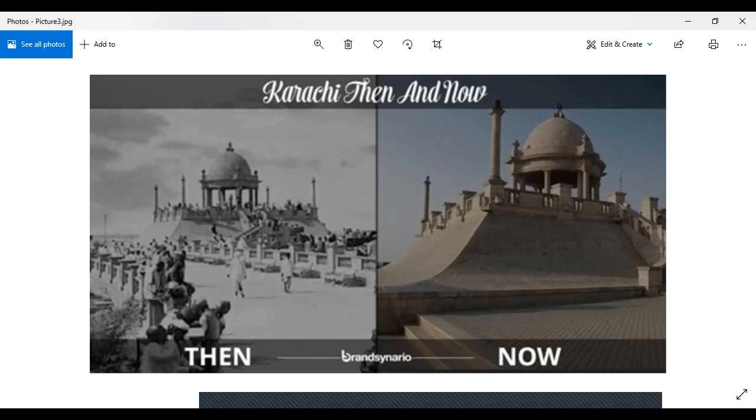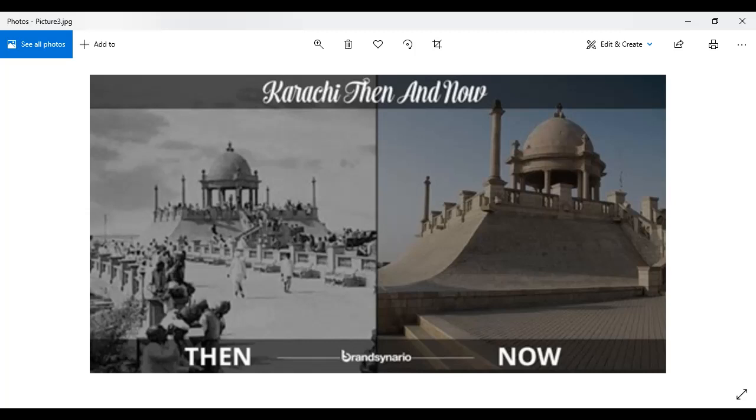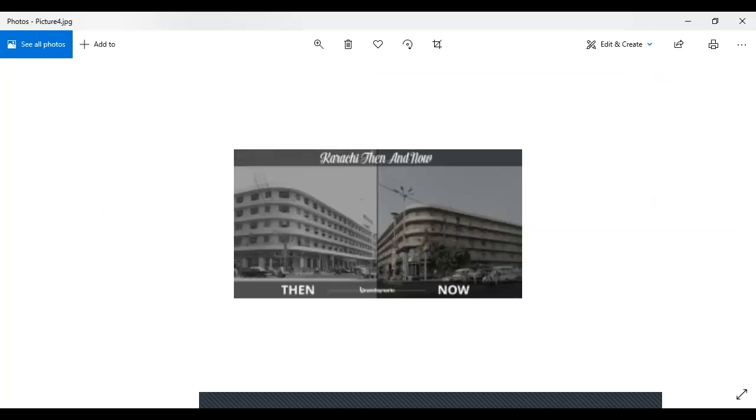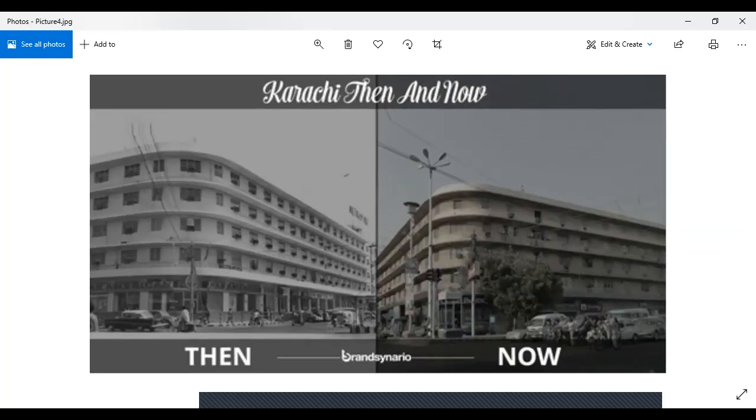But now this picture depicts that, because this place is being built by humans, by us. So this shows that our knowledge has increased, right? And now we have more awareness about things, right? Okay, let's move forward. Look at this picture. This is one of the famous buildings from Karachi.